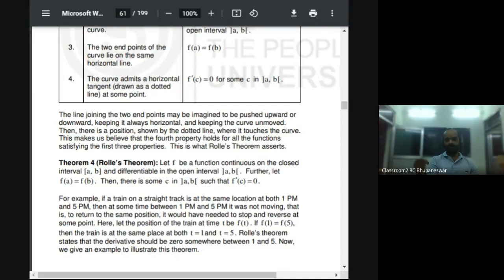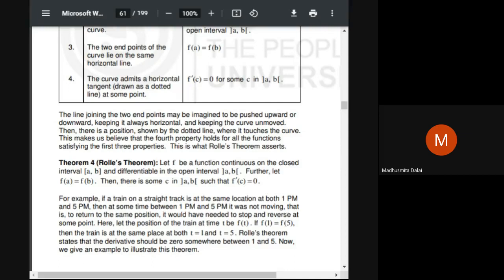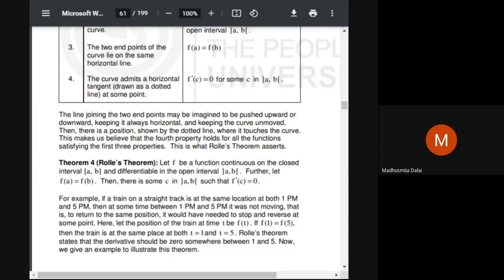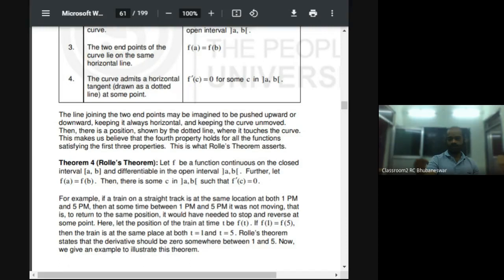Any other question from anyone? Be ready. Do you have any question? Otherwise, we are going to conclude today. In our next session, we are going to discuss the applications of differential calculus. That is all about Rolle's theorem and Lagrange mean value theorem.